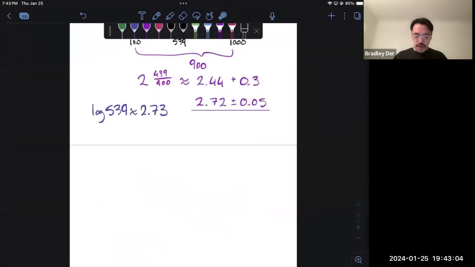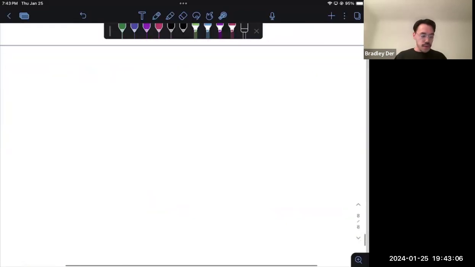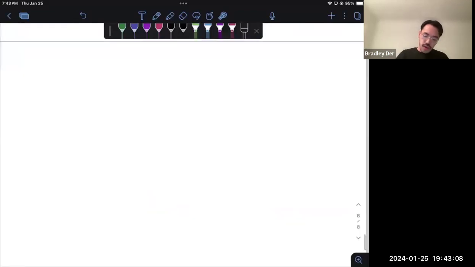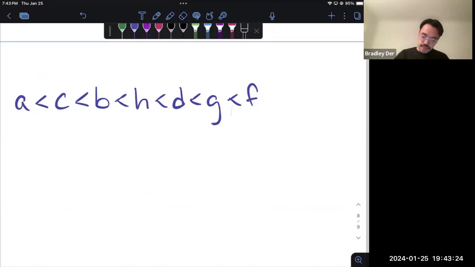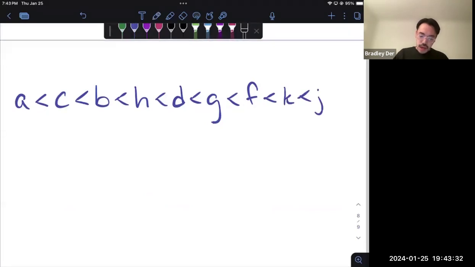All right, so here comes the answer. If you put the logs that I gave you in the correct order, this would be A is less than C is less than B is less than H, D, G, F. I didn't give myself enough room. That's rough. K, and then J.